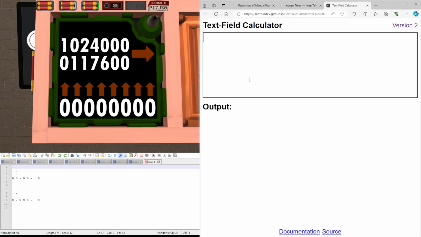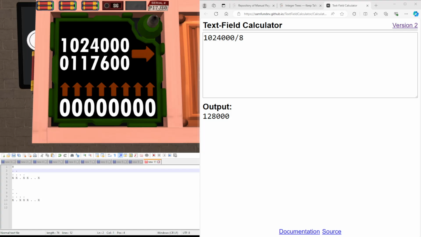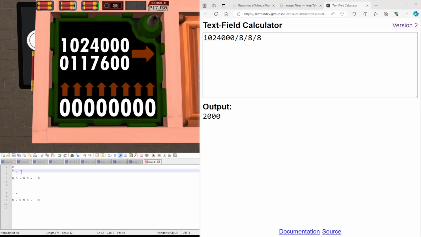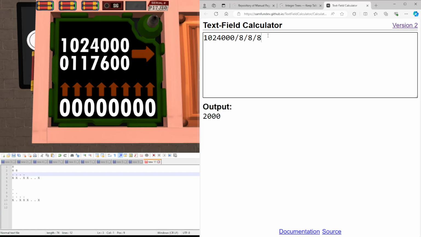Let's create our trees again. So our number is 102,4000. Did it divide by 9? No. Did it divide by 8? Yes. Did it divide by 8 again? Yes. Did it divide by 8 again? Yes. And again.